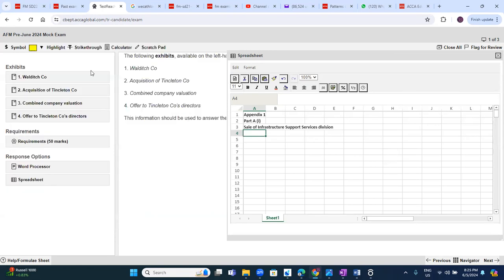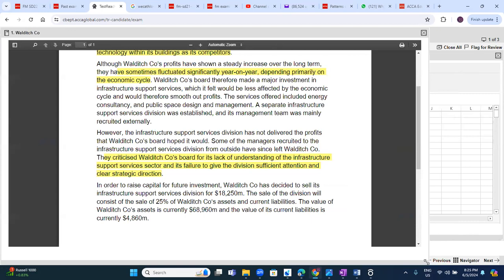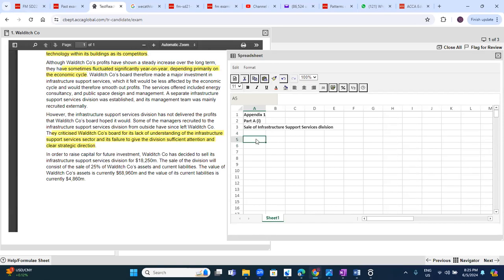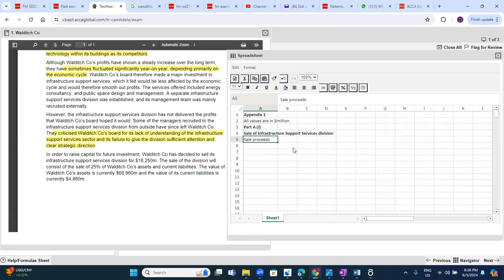Okay. Let's quickly move to the first part. I think it was in the first part. Yes, it is in the first part. Last para. Company has decided to sell its infrastructure sport division for 18250. This is the inflow which you are getting. So let me write it, sale proceeds. Okay. You can write one statement that all values are in dollar million. Sale proceeds is 18250.